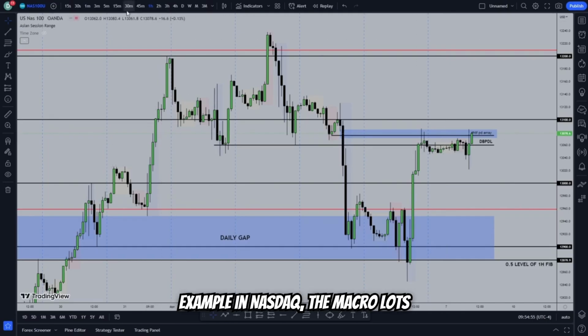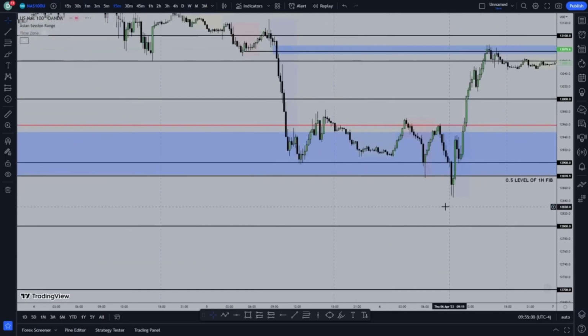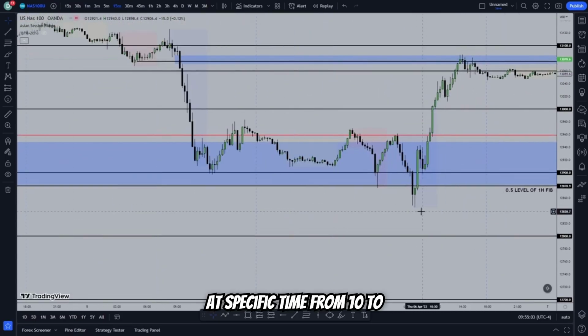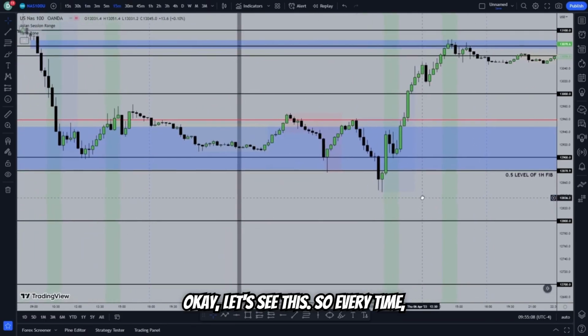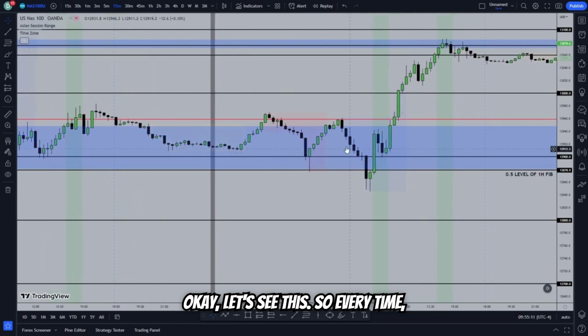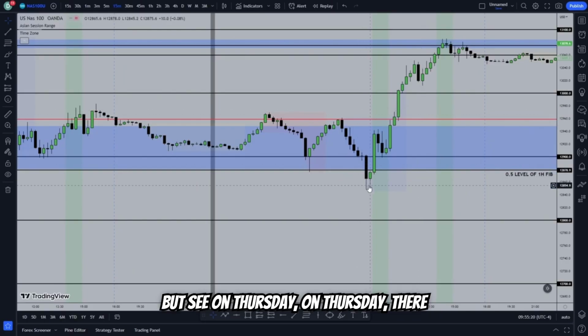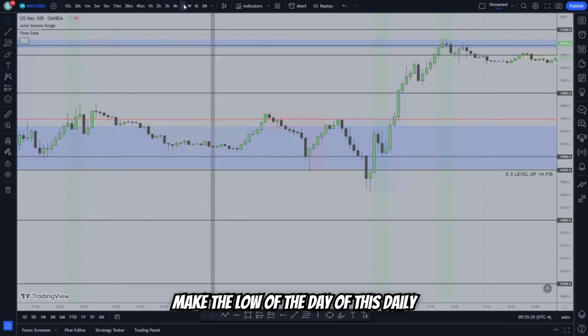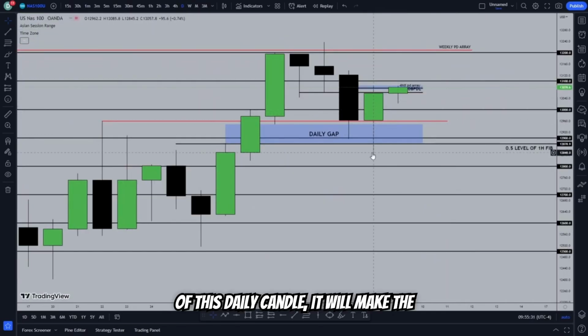So for example, in Nasdaq the macro lots happen only at a specific time, from 10 to 11, okay? Let's see this. This was the whole day of Thursday, right? Friday there was no market, the market was closed, but on Thursday there is a specific time of the day which will make the low of the day of this daily candle. It will make the low of the day, and then it will go high.